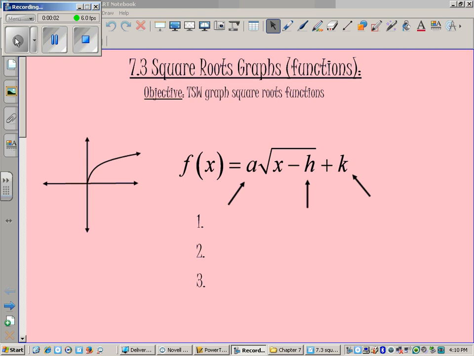Hey guys, today we're going to do 7.3. We're going to talk about square root graphs now. So we have solved square roots, and we've simplified square roots. Now we're going to graph what a square root would look like.